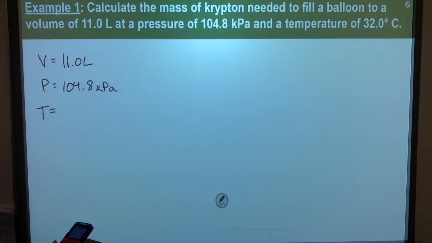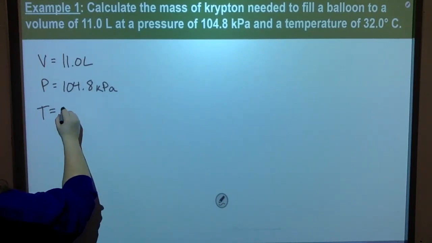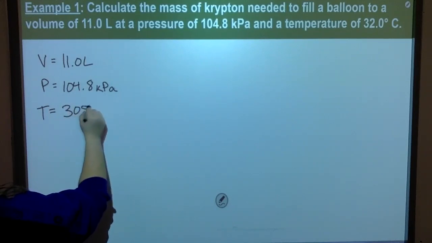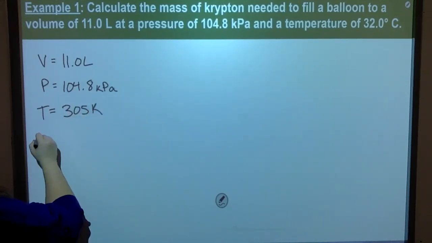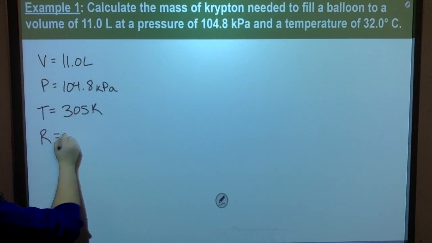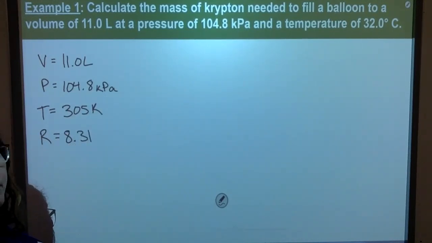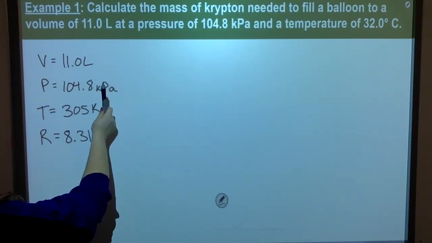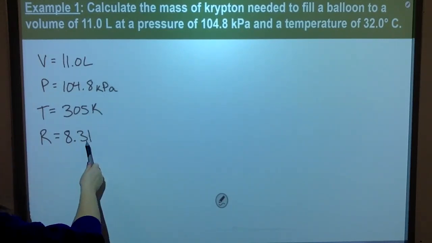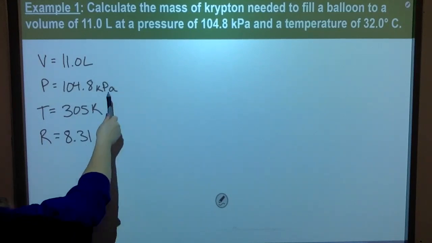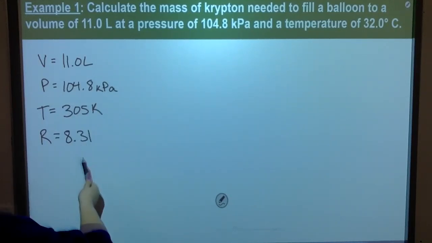So we're going to have 32 plus 273. Okay, so our temperature is going to be 305 Kelvin. And then the R value we're going to use for this is going to be the 8.31 because the units are in kilopascal. The units for pressure is what determines what you use for R. So if it's kilopascal, it's 8.31.